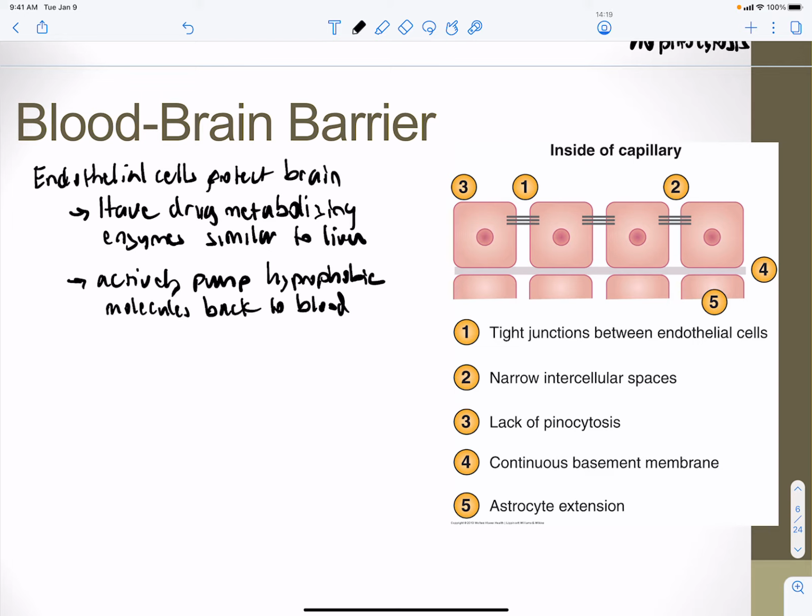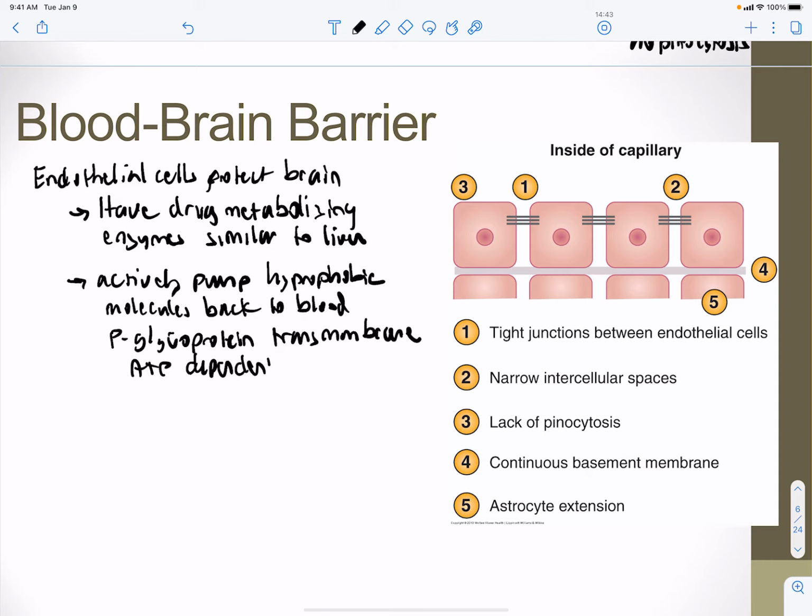And they're going to do this with their P-glycoproteins, which act as ATP-dependent efflux pumps. So there are some things that can cross. So what can cross?